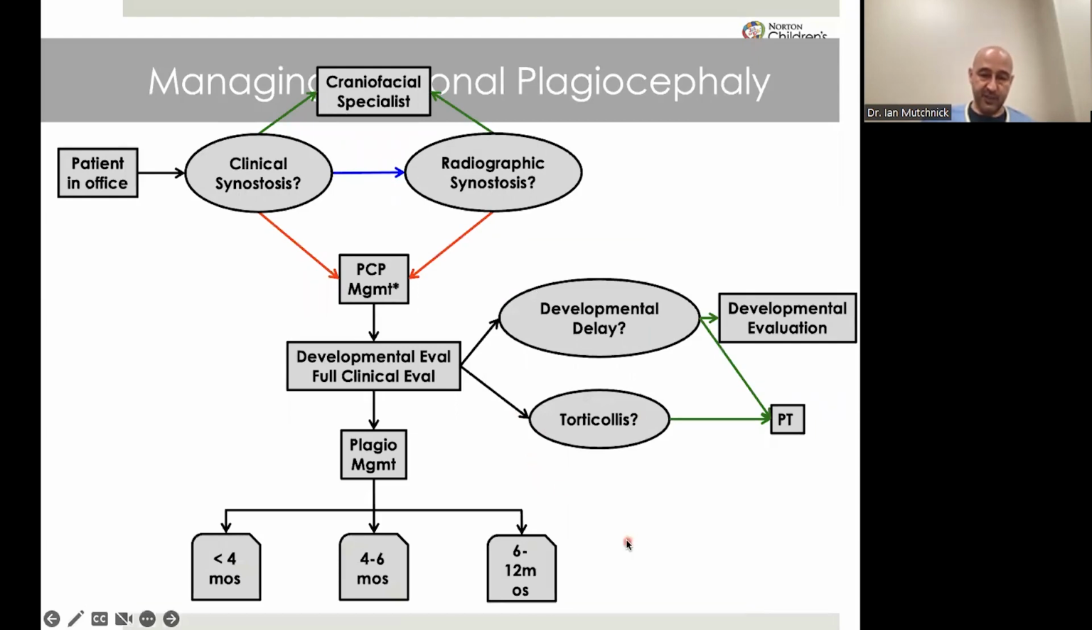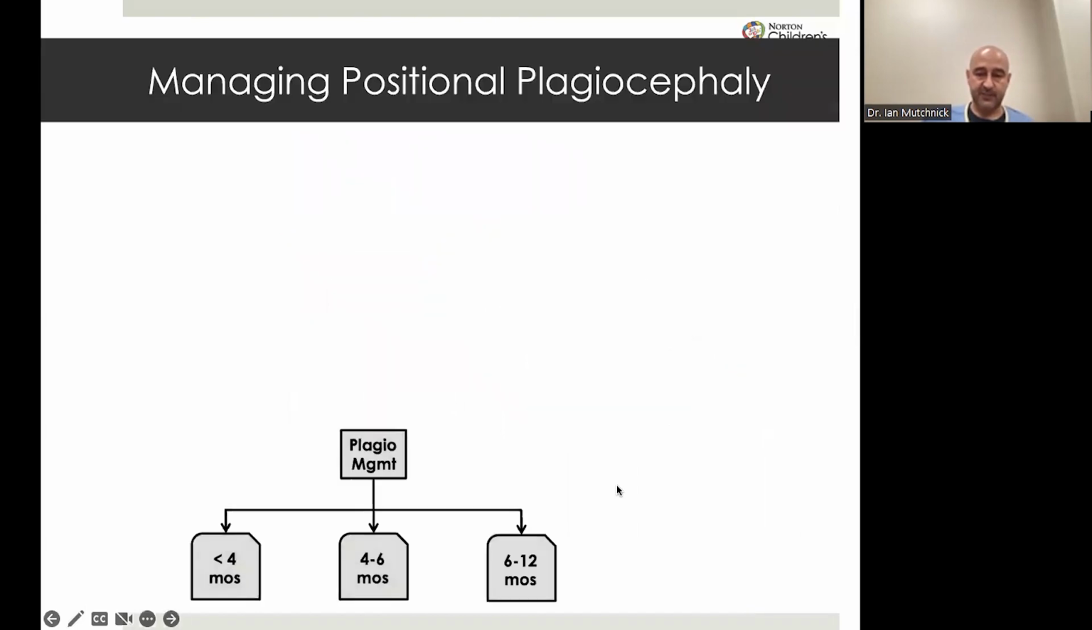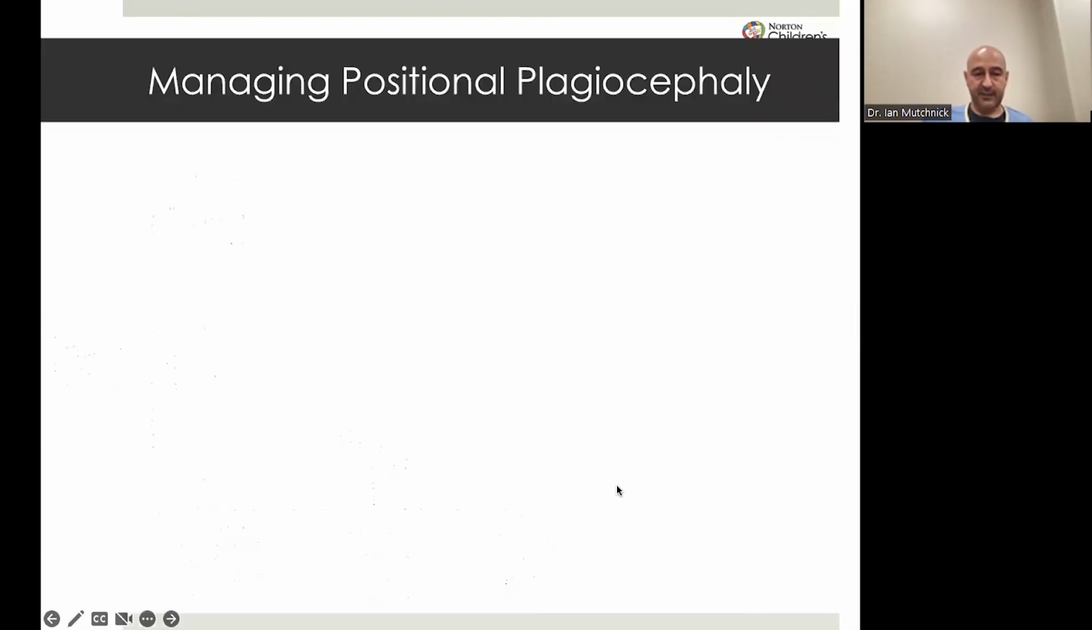If you do plagio management, so you've done a developmental eval, you're doing positional plagio management, you need to think: is the kid less than 4 months? Is the kid 4 to 6 months? Or is this kid 6 to 12 months? Because it's going to change how you manage things. So let's take a look at how that works.